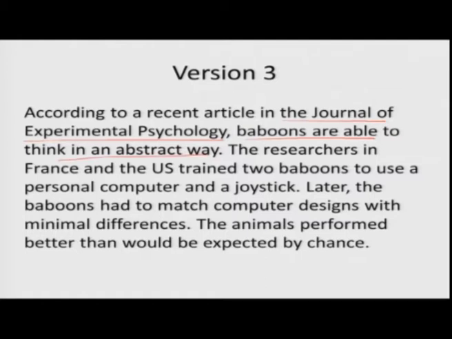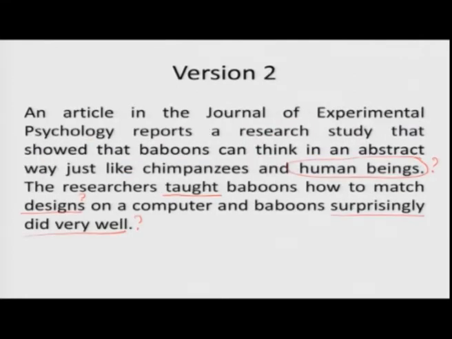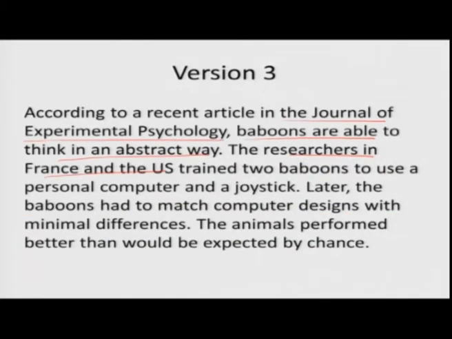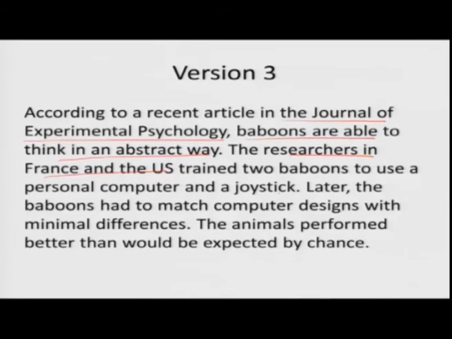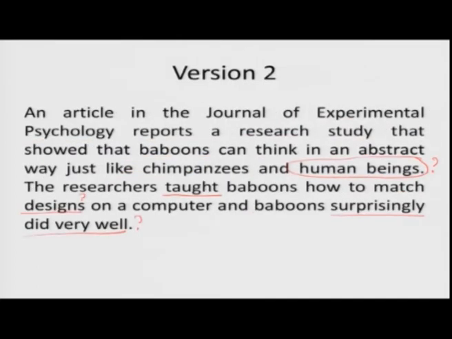Then who are these researchers? So, France and US. So, if you see, version 2 does not mention who conducted this study. So, some details are missing from version 2, but version 3 has this, and then version 2 only mentions baboons. How many? It is not clear here, it is not mentioned. Version 3 clearly says 2 baboons as mentioned in the original text. So, this is fine.